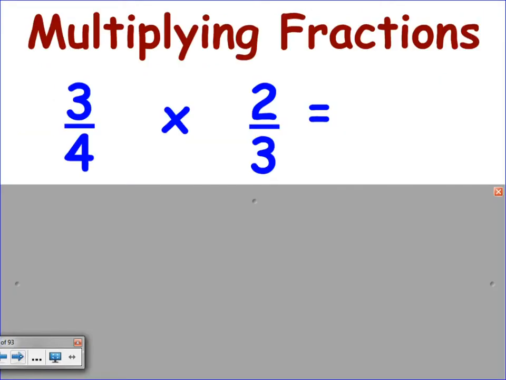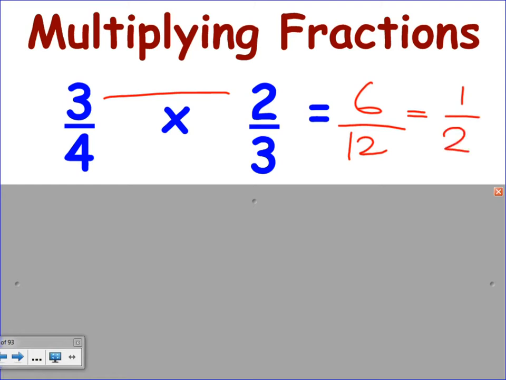So, here's a fraction by a fraction. Let's apply the exact same rule that we did with a whole number and a fraction. So the numerator multiplies the numerator. So 3 times 2 is... And then the denominator by the denominator. 4 times 3. So the answer is... Good. A half, because they're both divisible by 6. So when we simplify it, it becomes a half. So 3/4 times 2/3 is a half.